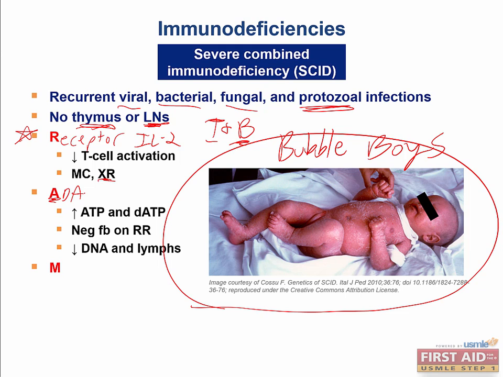The final reason is MHC2 receptor defect. And as you know, this is important in communication of all antigen-presenting cells. So that's a big-time problem. You're going to get SCID if you have that, because you will not have the co-stimulation between immune cell populations.